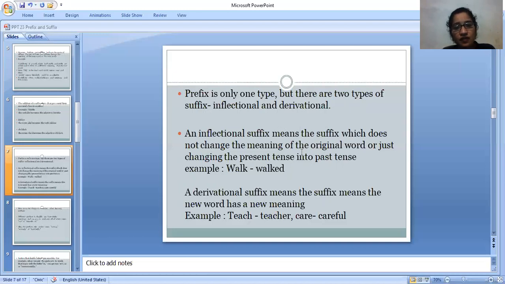An inflectional suffix means a suffix which does not change the meaning of the original word, or just changes the present tense into past tense. So it doesn't completely change the meaning. Obviously there will be a little change, but only with respect to the tense here, right? So if you see walk, and when you add this ed, it becomes walked, right? But the overall meaning, the basic meaning, is not changed here. Such suffixes are called inflectional suffixes.